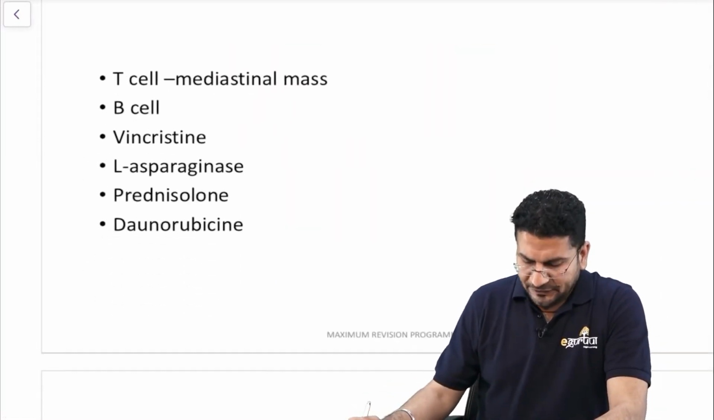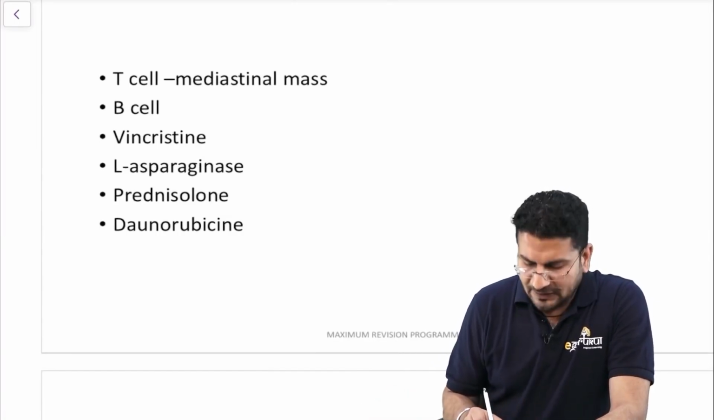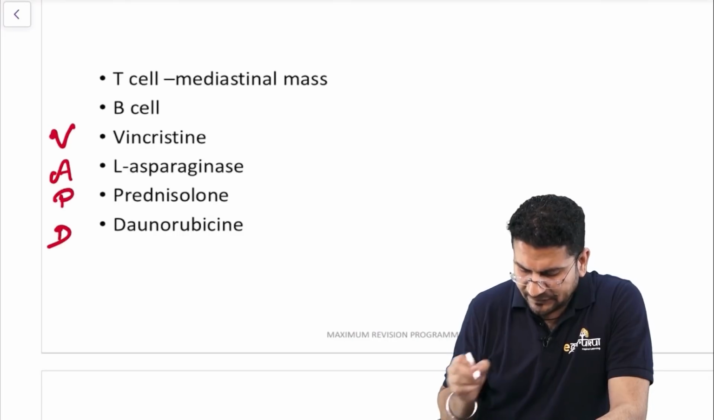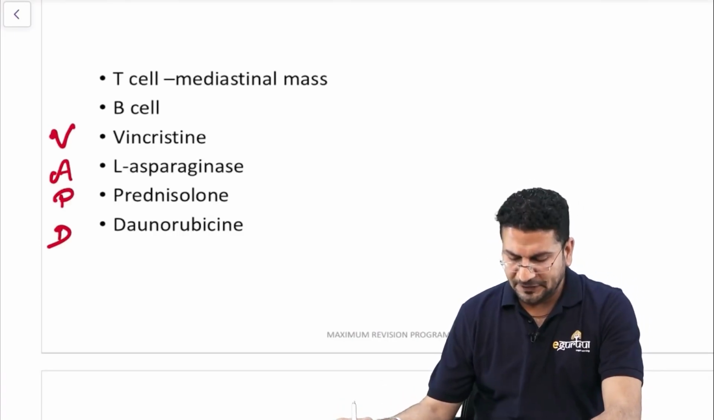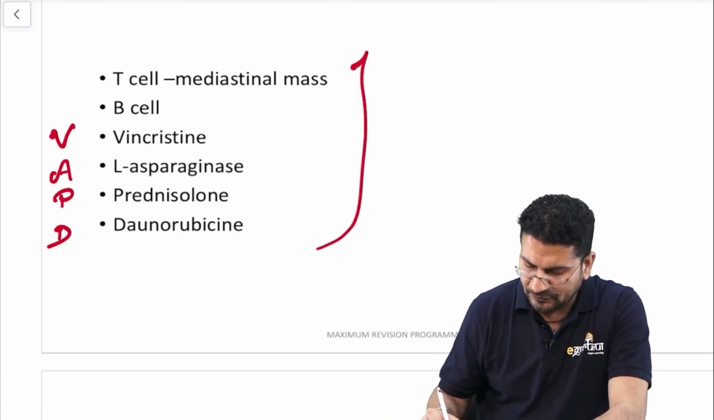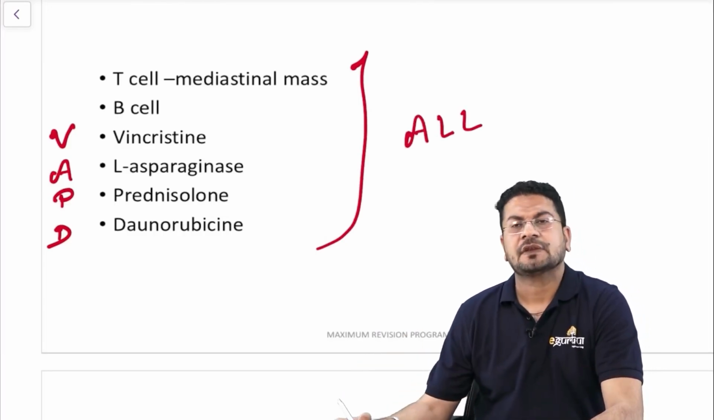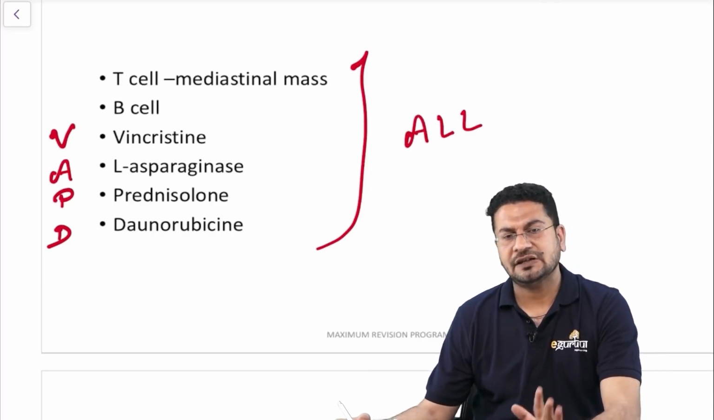It can be due to a B cell tumor or T cell tumor. The combination regimen we use is the VAPD regimen: vincristine, L-asparaginase, prednisolone, daunorubicin. So these are MCQs of your ALL. ALL is the most common leukemia overall and in children.